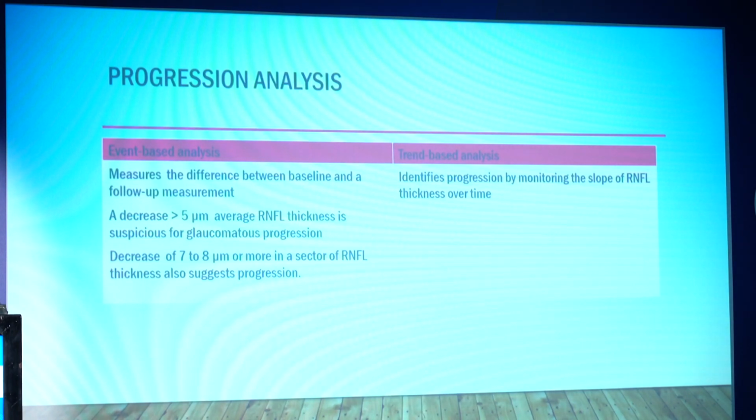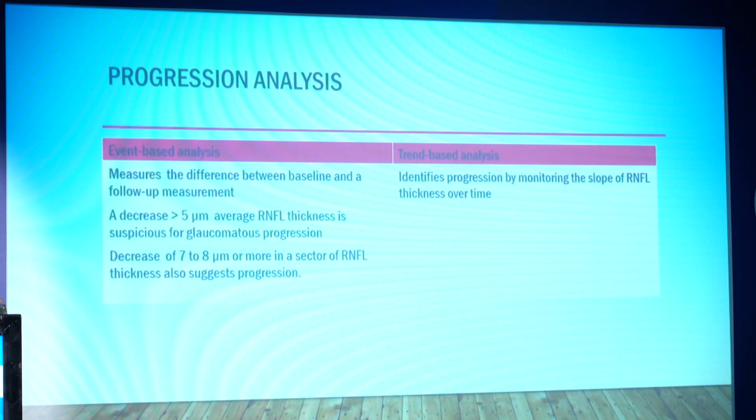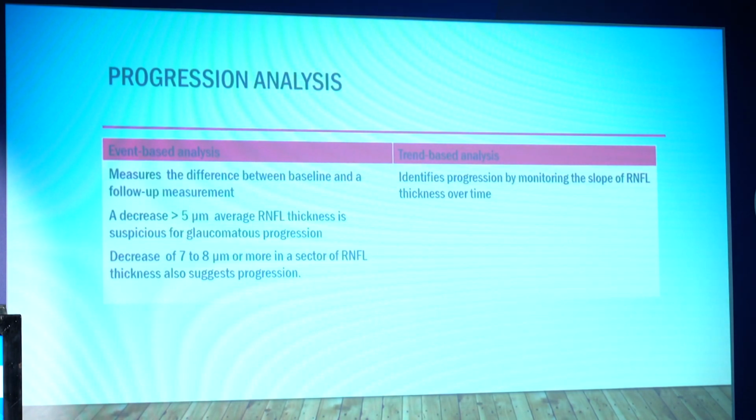Event-based measures the difference between baseline and the current value. A decrease of more than 5 micrometer is suspicion, and if it's around 7 to 8 micrometer, it is definitely suggestive of progression. In a trend-based analysis, we just monitor the slope of the RNFL thickness over time.